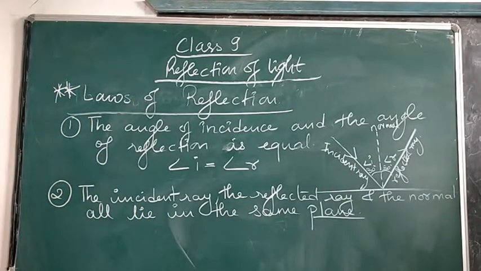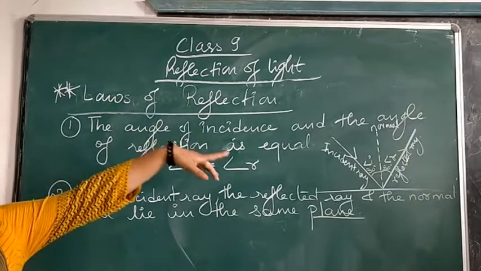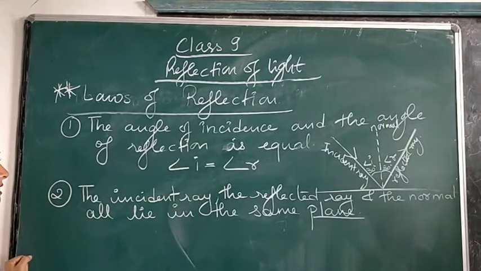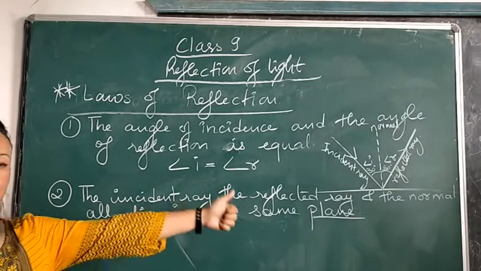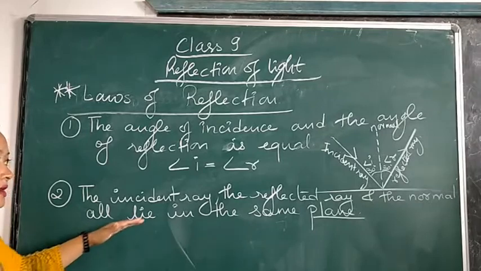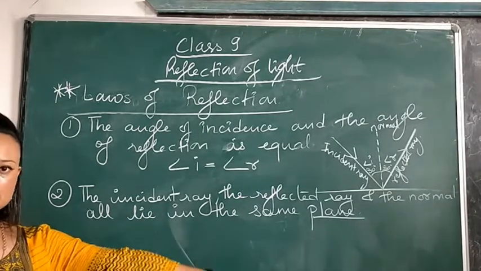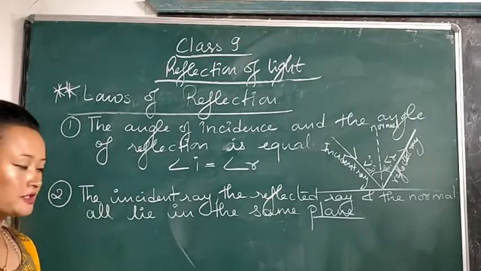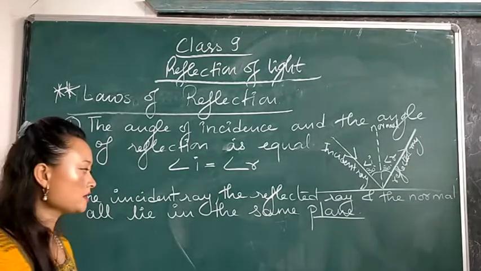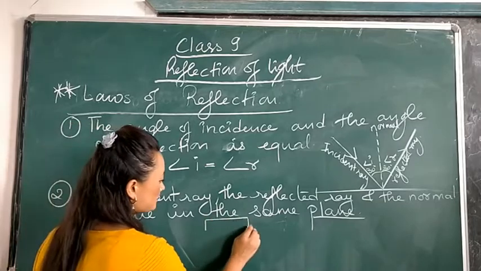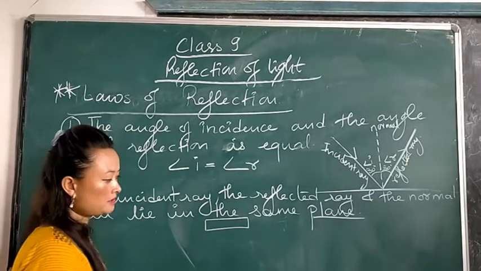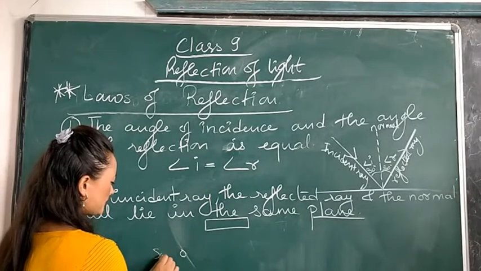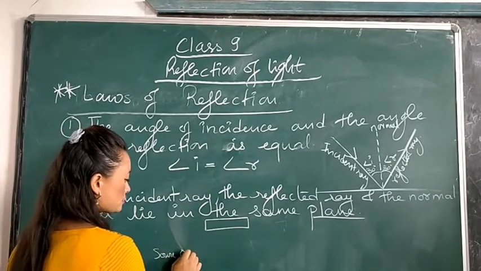So the law of reflection says the angle of incidence and the angle of reflection are always equal. Another one is the incident ray, the reflected ray and the normal all lie in the same plane. Now you can try it for yourself also. You can do an experiment where you keep a plain mirror in between, then light a torch or any source of light from here.